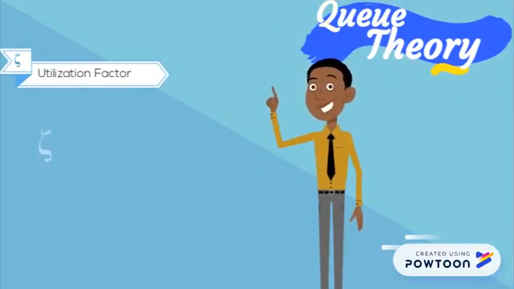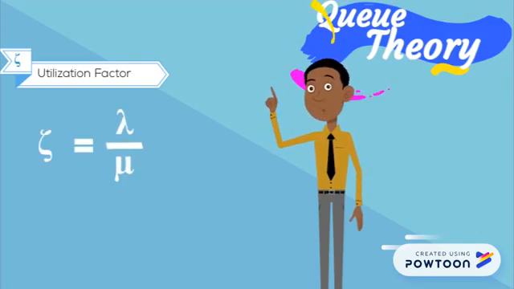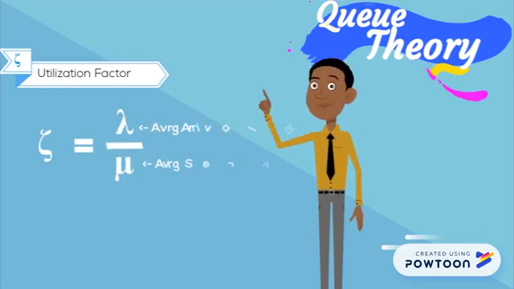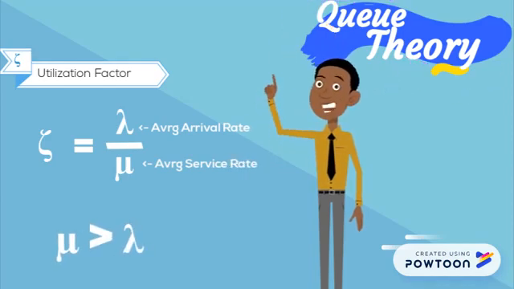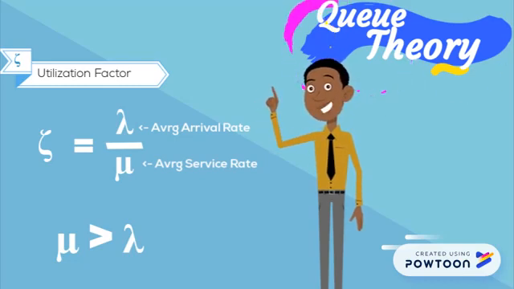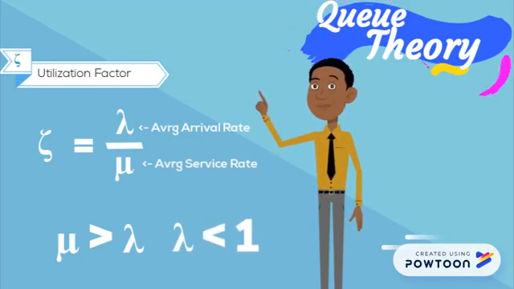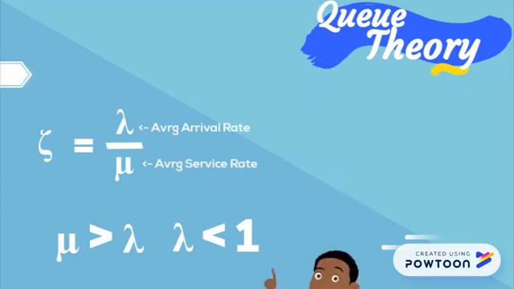The utilization factor is equal to the average arrival rate divided by the average service rate. The average service rate should always be greater than the average arrival rate to avoid situations with infinite queues, and thus the utilization factor should always be less than 1.